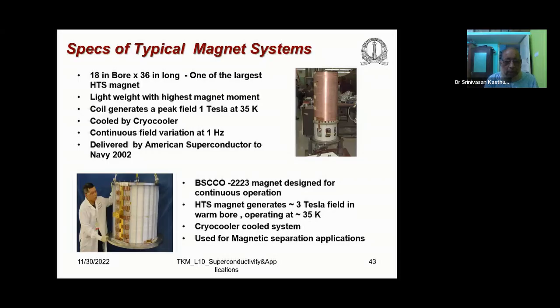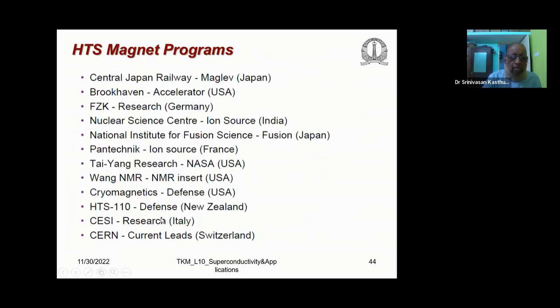Now, the BISCO 2223 magnet is designed for continuous operation. This magnet generates about 3 Tesla field in a warm bore operating at 35 Kelvin. It is again cryocooled and useful for magnetic separator applications. So, for example, the person is showing you this high temperature superconductor magnet.